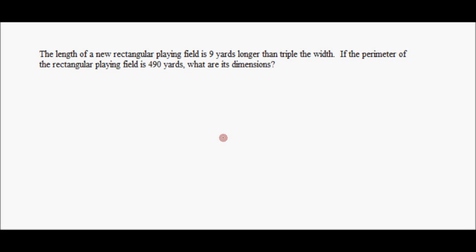Alright, we have a word problem here. The length of a new rectangular playing field is 9 yards longer than triple the width. If the perimeter of the rectangular playing field is 490 yards, what are its dimensions?